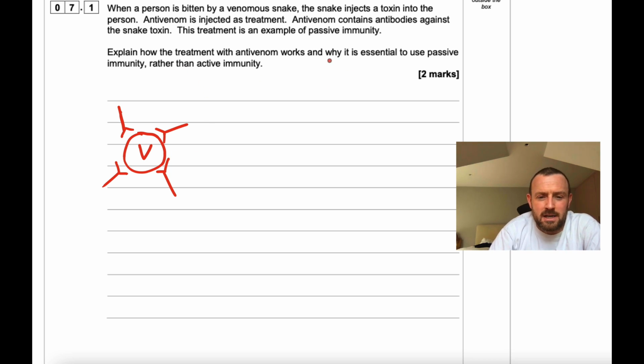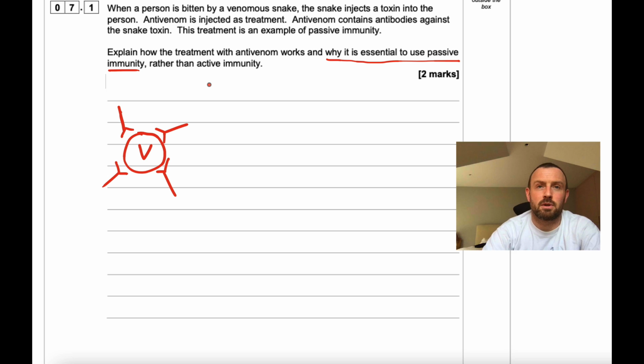This is weird phrasing. Why is it essential to use passive immunity? Well, basically you can deliver antibodies quickly. These are antibodies that have been made previously. They're often made in a horse, incidentally. So you've got a large stock of antibodies in a needle, and they can be injected into the person soon after they've been bitten by a snake. So we can rapidly neutralize the venom.